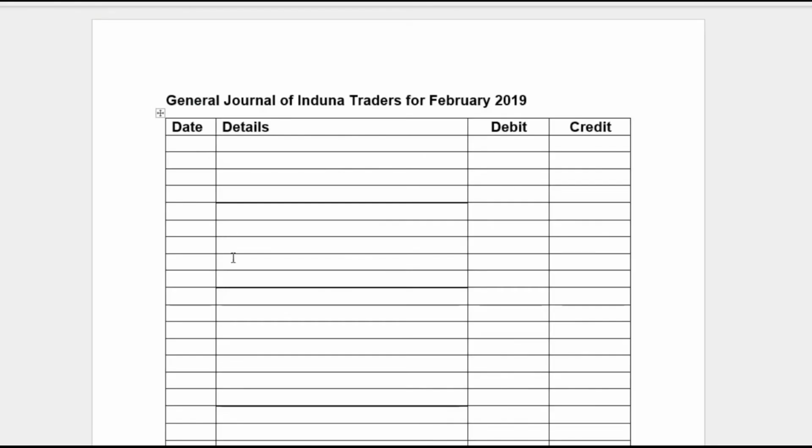So transaction number 1 is there. We're going to debit purchases because we're increasing our purchases. And then you credit your creditors control. And then if they ask you to narrate it there, you'll narrate.